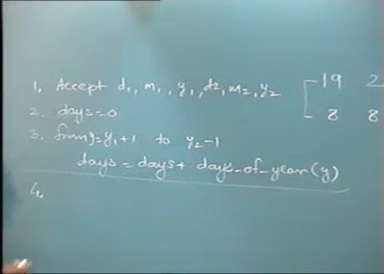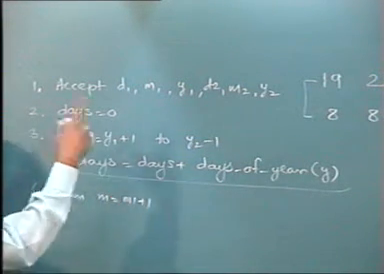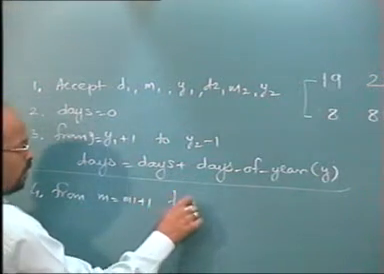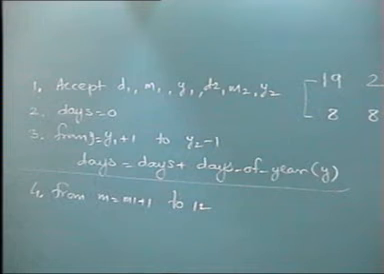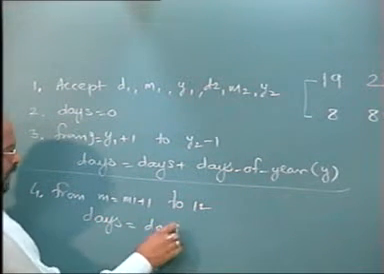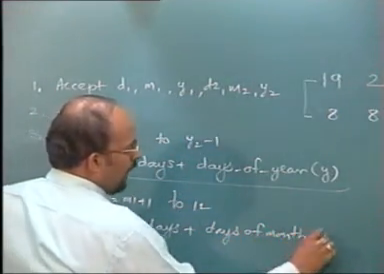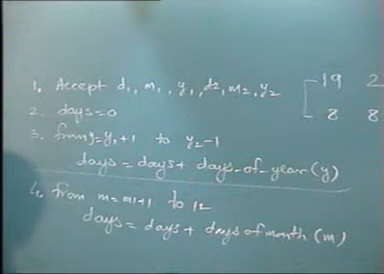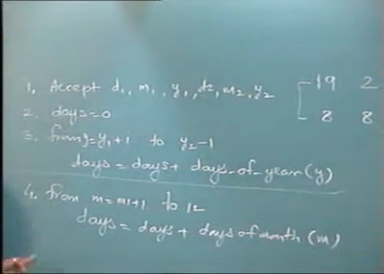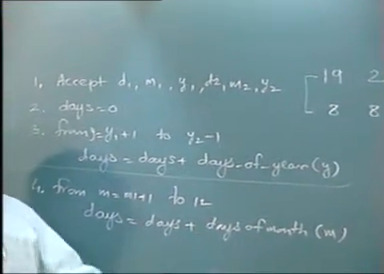I can say that from M equal to M1 plus 1, that is March, to 12, days equal to days plus days of month M, that is from March till December in 1966. This days of month is capable of telling me whether the days are 30 or 31 or 28, etc.